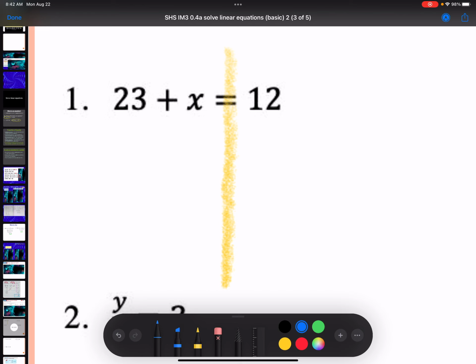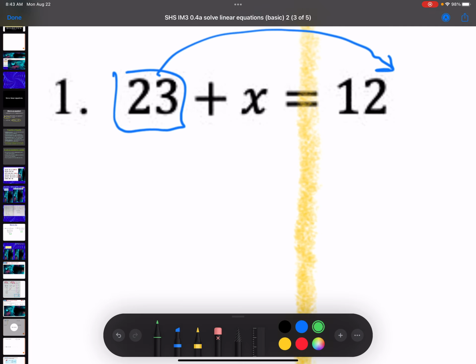Okay. I'm trying to get x by itself. I need to move 23 over across. To move it across, I have to do the opposite. Class, 23, is it positive or negative? What do you see? 23 is what? Positive. So what's the inverse or opposite? Negative 23.